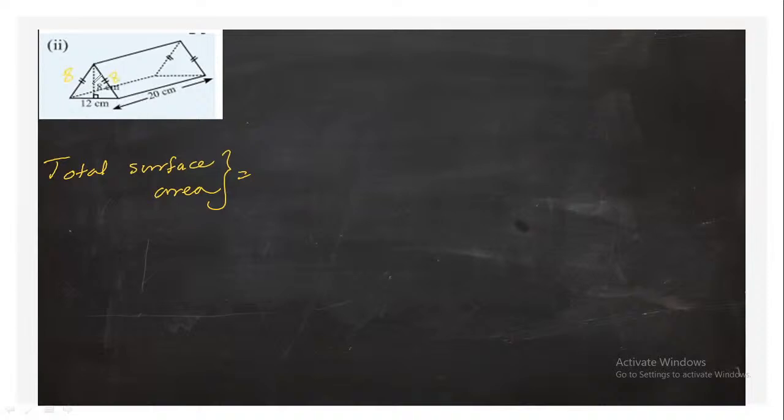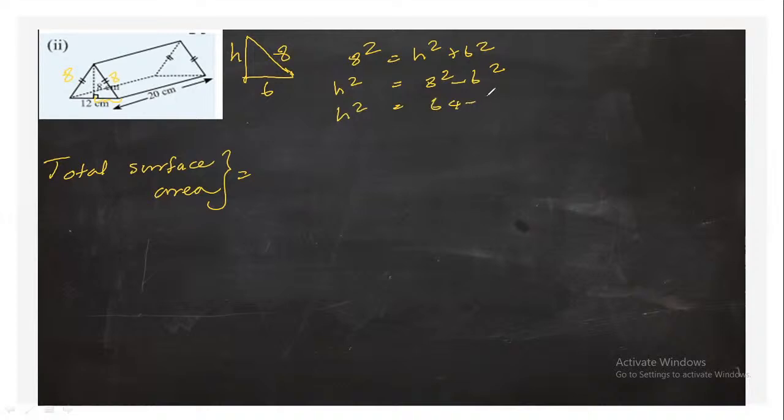Then we have to find the triangular base height, so you have to use the Pythagorean relationship, right? This is 12 divided by 2, this part, that is 6, and this is 8. Then you have to find height here. 8 squared equals h squared plus 6 squared. Then h squared equals 8 squared minus 6 squared. So h squared equals 64 minus 36.